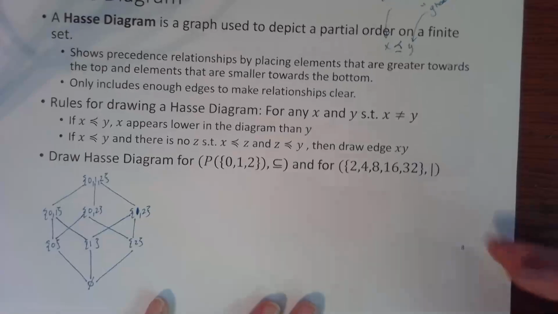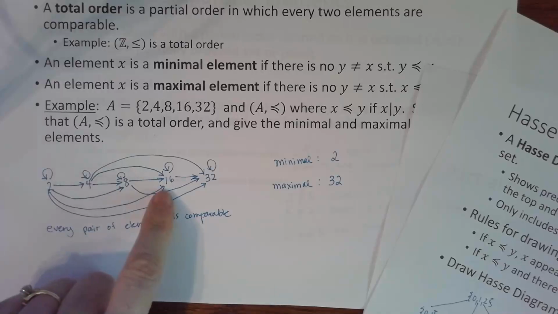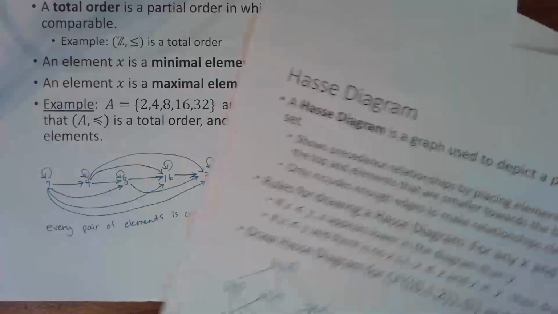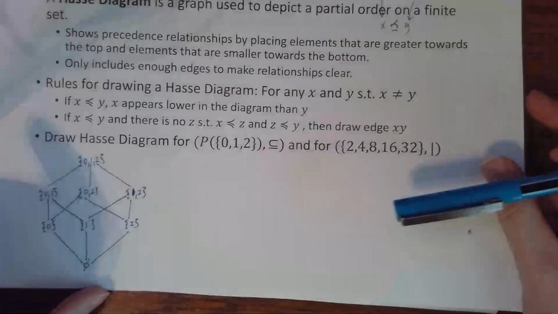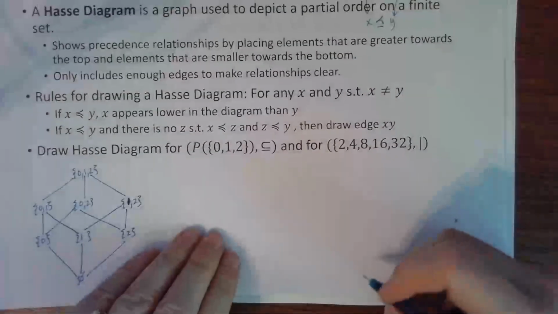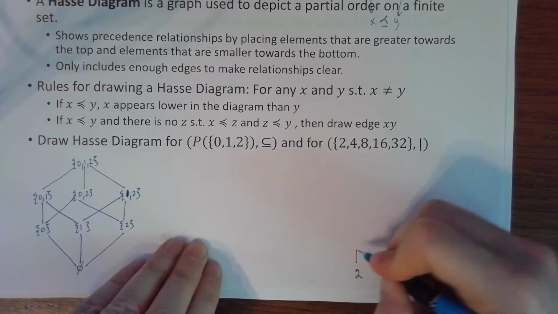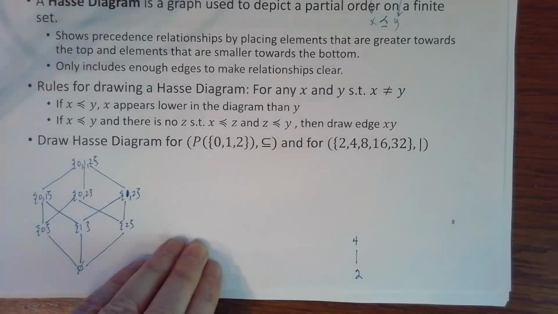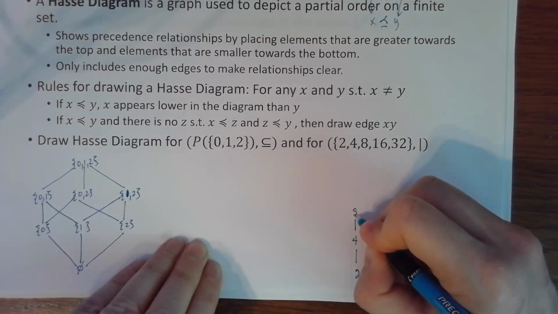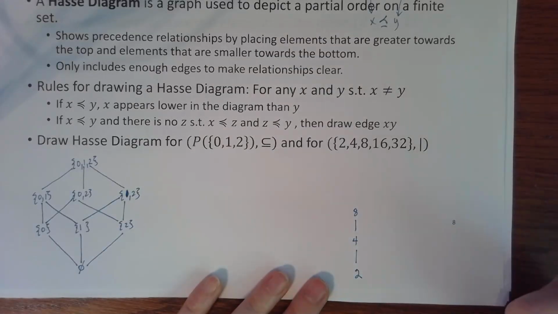Okay. Let's do this one as well. So here we had the whole entire diagram, which is kind of a mess. But if we looked at the Hasse diagram for that one, well, our minimal element would be 2. That would have to appear at the lowest level. And then 2 divides 4, so we would have an edge there. 4 divides 8, we'd have an edge there. Okay, and because there's an upward path from 2 to 8, we know that 2 divides 8.